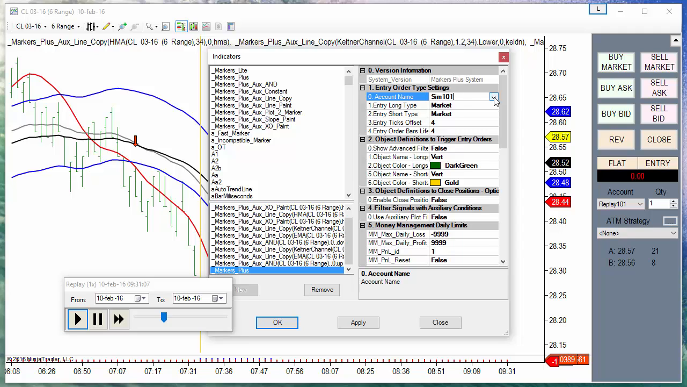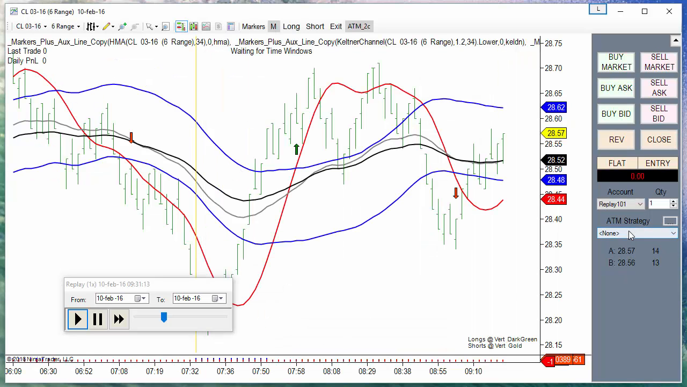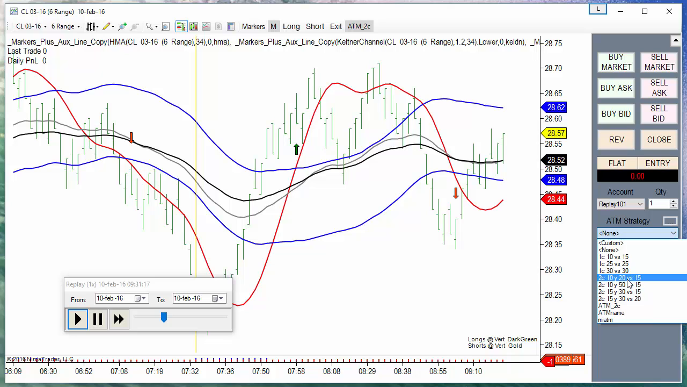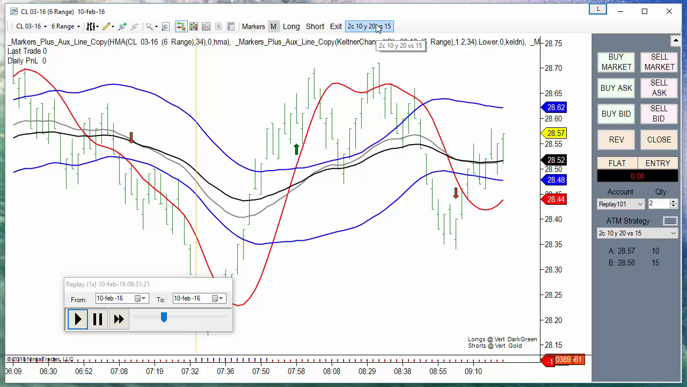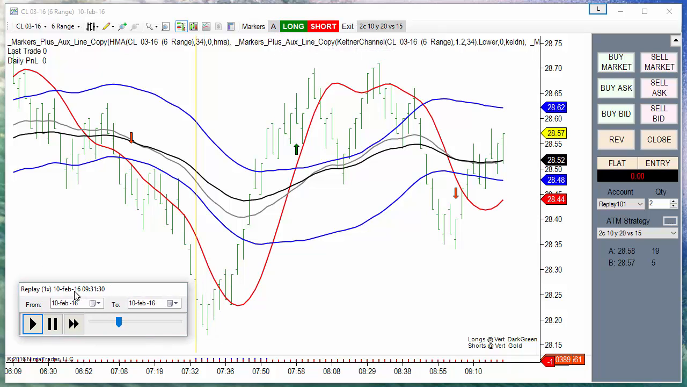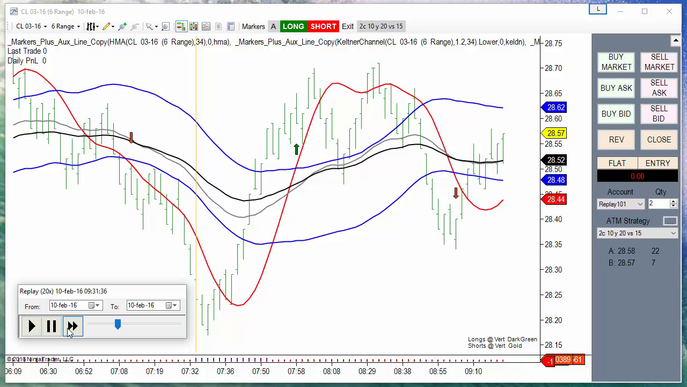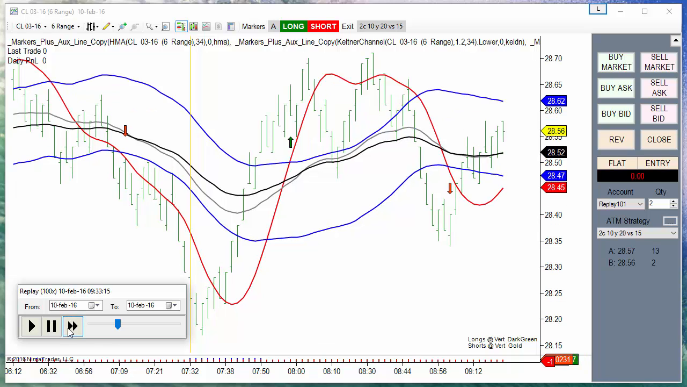And this is replay. Choose an ATM, for example, one with 2 contracts. Copy on the toolbar the ATM. Enable longs and shorts in automatic mode, and add some speed. And let's see how this works.